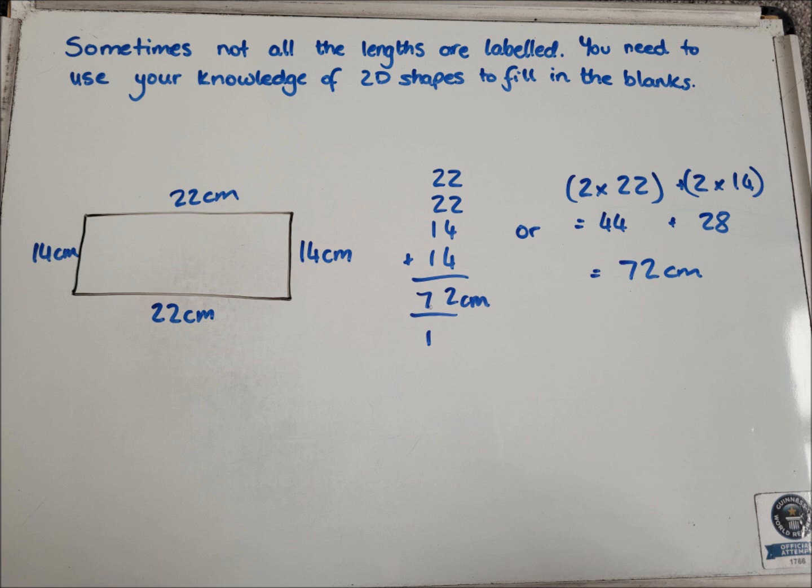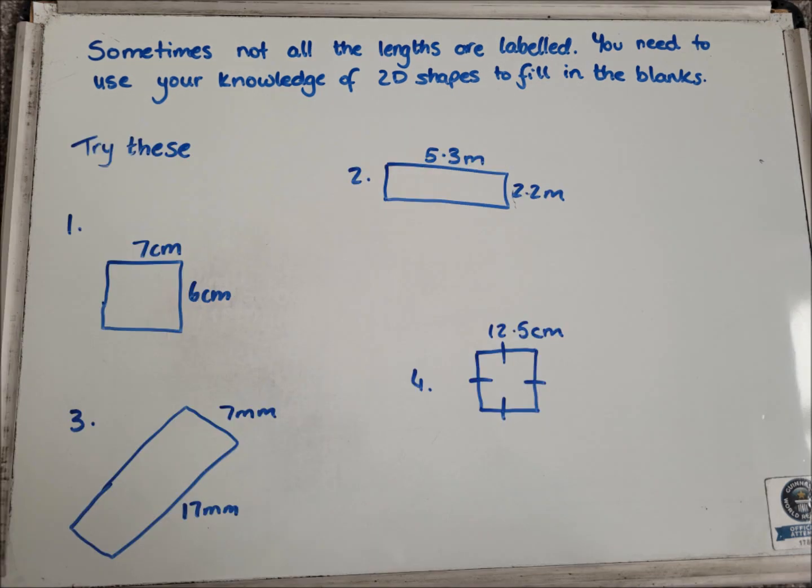So it's completely up to you how you work it out from here. If you're happy and comfortable just doing the chimney sums for addition, that's absolutely fine. If you want to give the multiplication a wee go, that's not a problem. It is completely up to you. Let's have a wee look at some questions for us to try together.